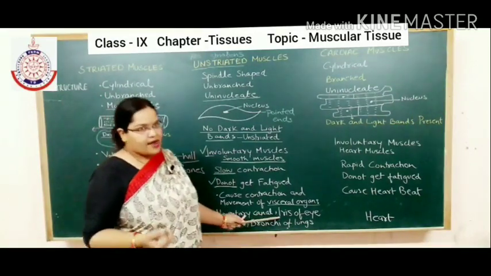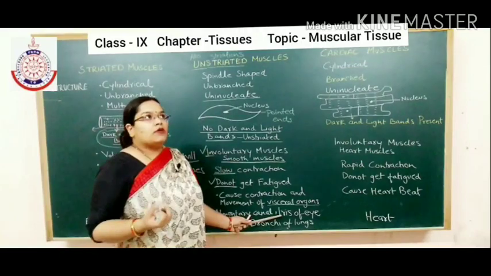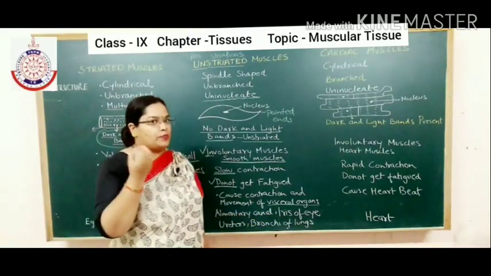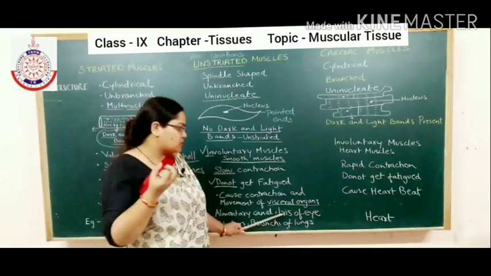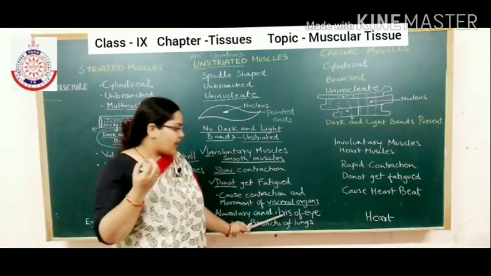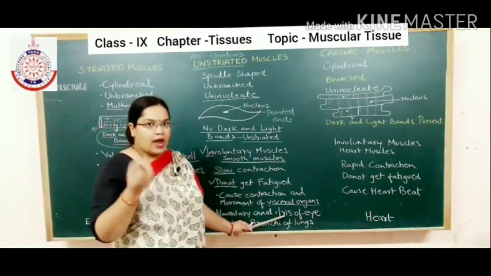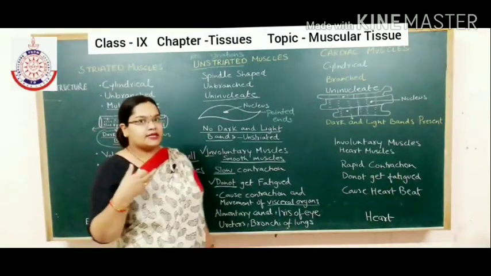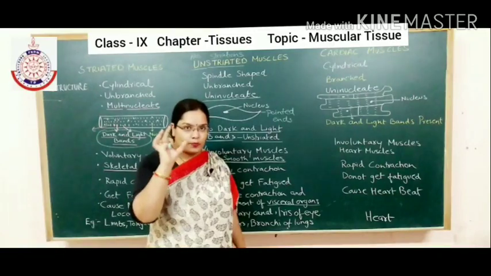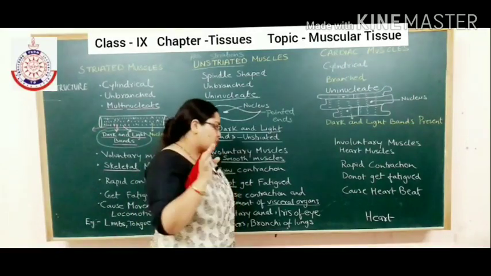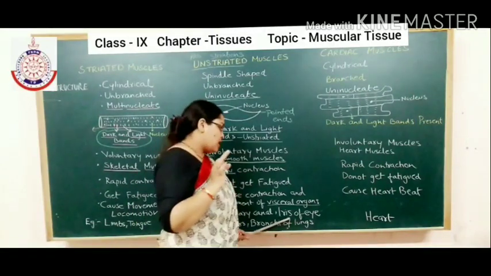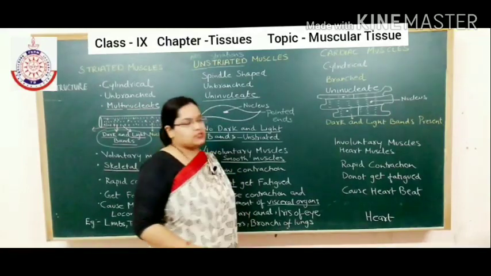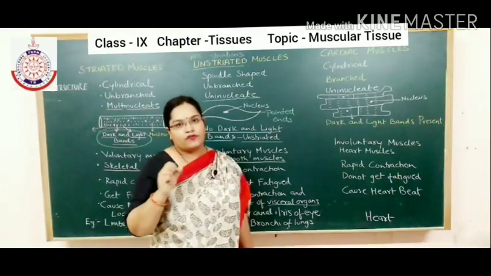Then the iris of the eye. When you are outside in bright light, the size of your pupil decreases. How? Because of the iris muscles. Due to iris muscles, the size of the pupil decreases. And when you are in a dark room, the size of your pupil increases. That also happens due to iris muscles. And these are involuntary muscles.